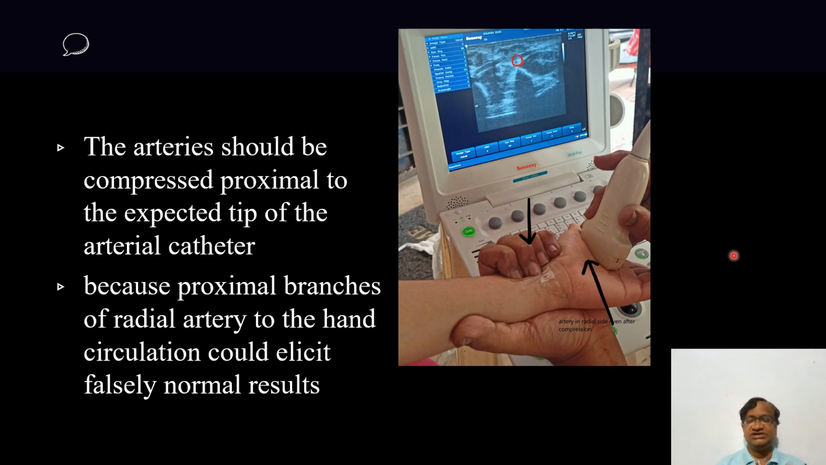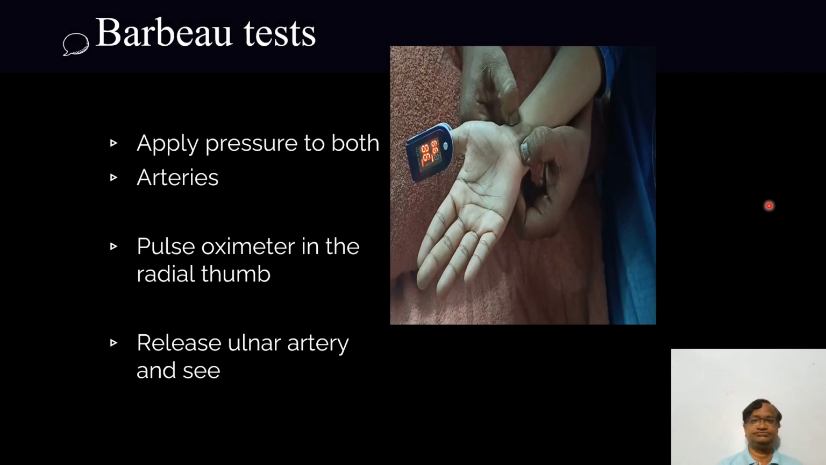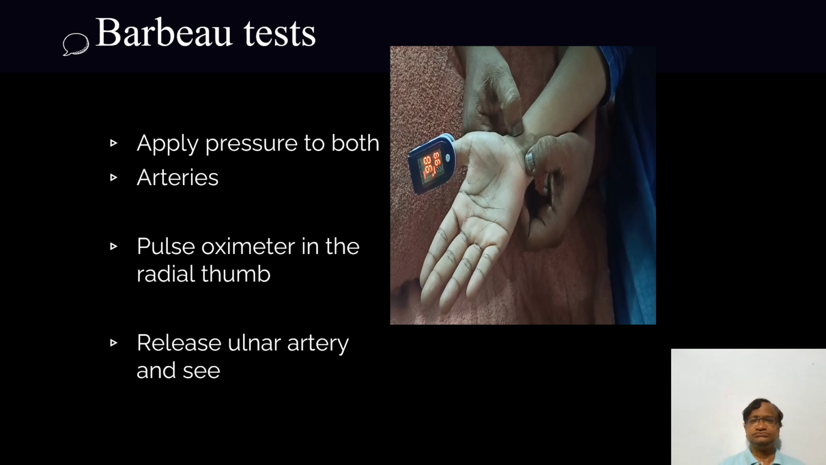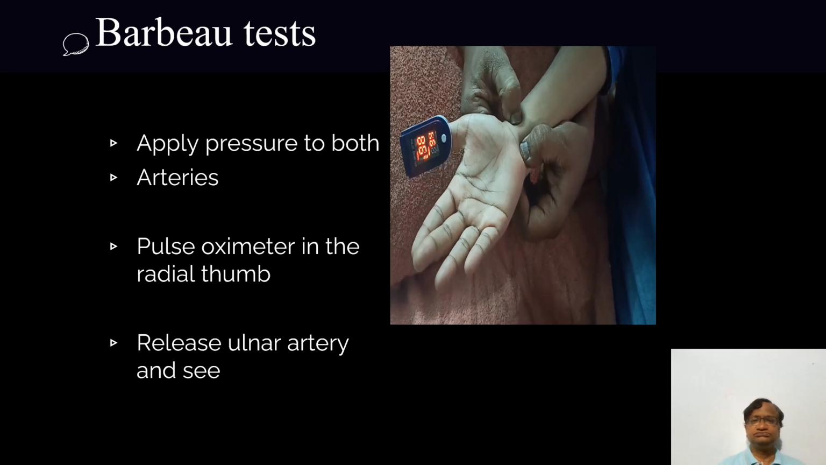This is one test to see if there are good collaterals. Now this is the Barbeau test. Apply pressure to both arteries with the pulse oximeter on the radial thumb, and release the ulnar artery. It's very simple. You can see the pulse oximeter. Now I am not compressing any vessels, I am just pressing both the vessels.